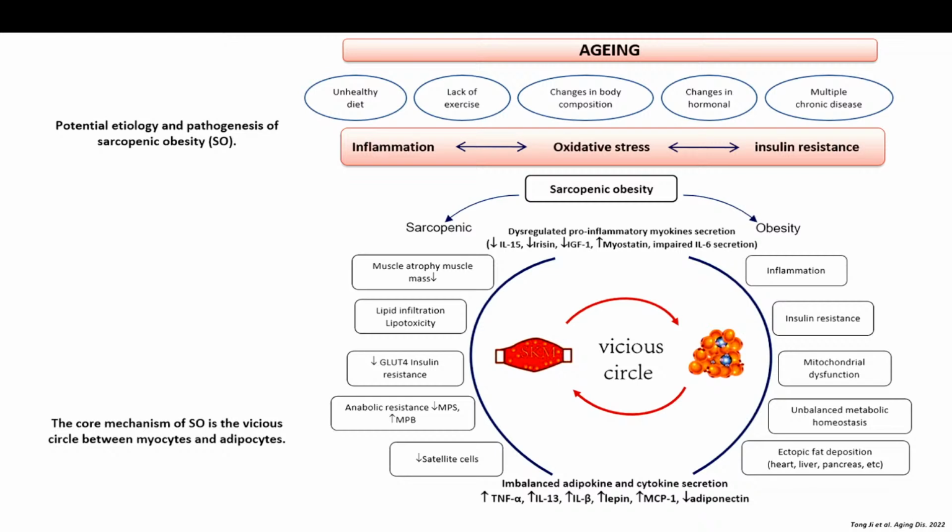inflammation, oxidative stress, and insulin resistance. As far as sarcopenia is concerned, we know there is muscle atrophy, lipid infiltration or lipotoxicity, GLUT4 resistance, that is insulin resistance, anabolic resistance, and then the satellite cells are also fewer. These satellite cells are like stem cells, and they can differentiate into adipocytes also. So in between the muscle fibers, you will at times find adipocytes.